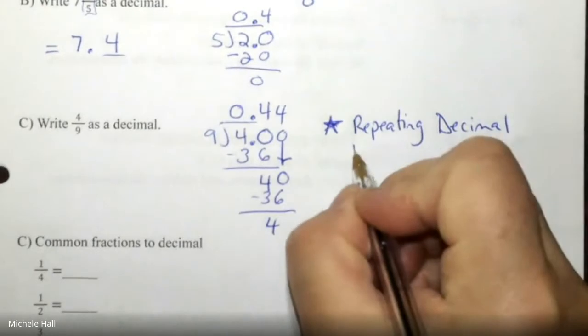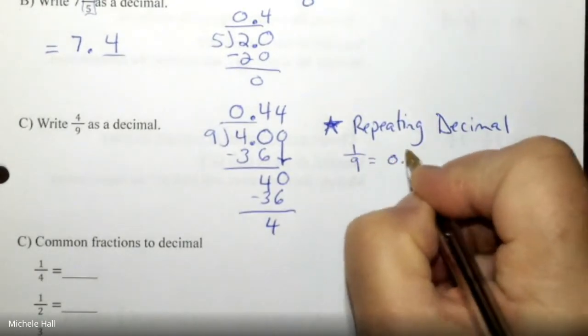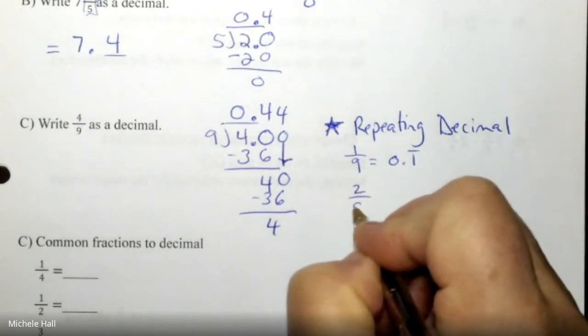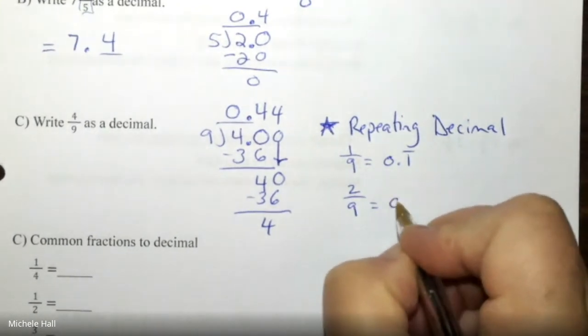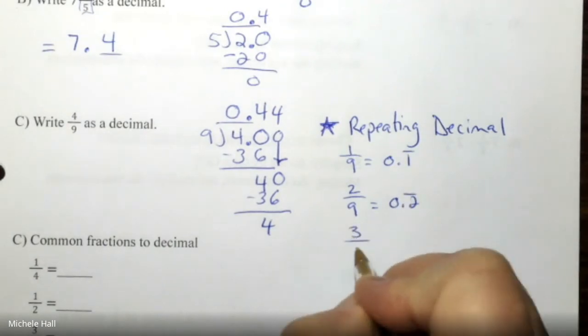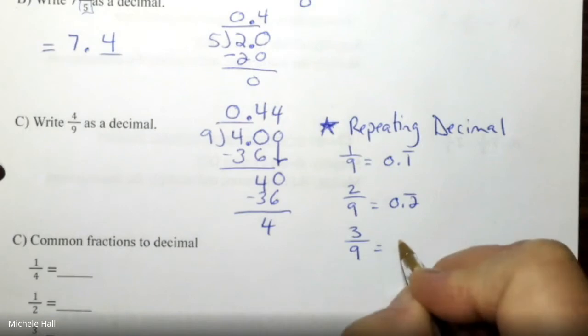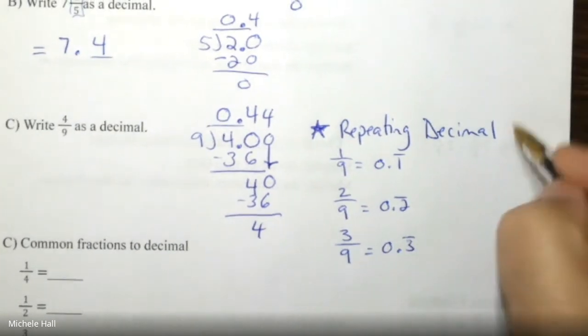That means that 1/9 equals what? 0.1 repeating. 2/9 would then be 0.2 repeating. 3/9. We don't have to put them all down, but we kind of want to give ourselves an idea that, hey, you know what? 9ths, repeating decimal.